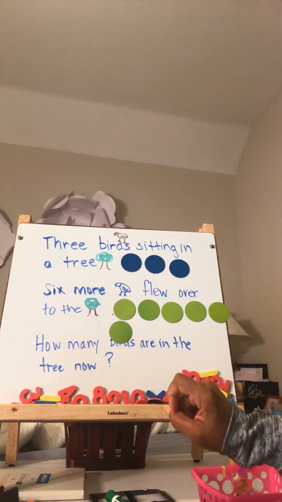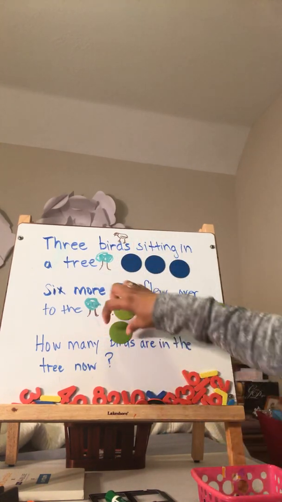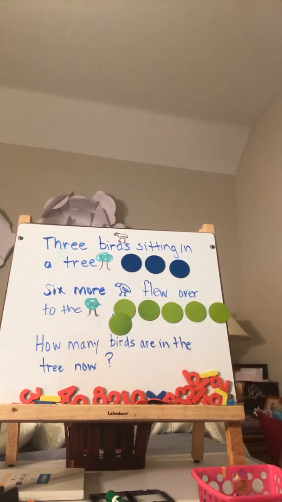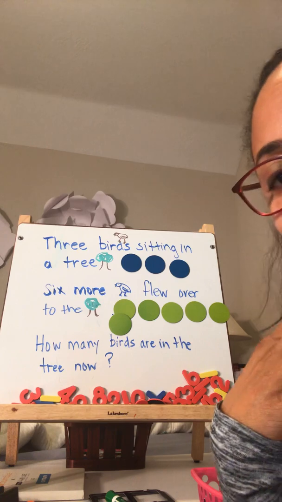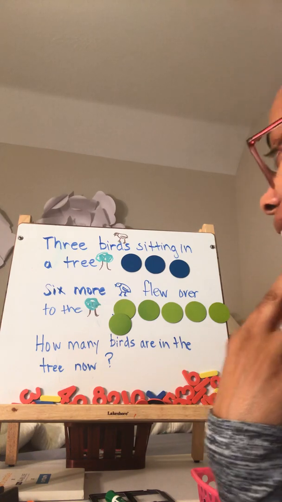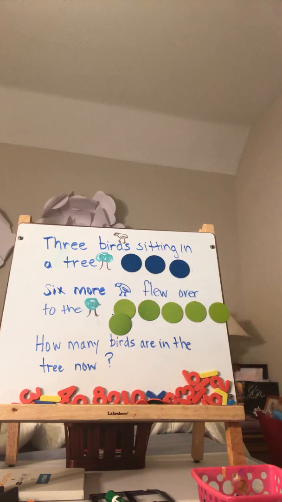3 birds sitting in a tree. 6 more flew over to the same tree. Now, how many birds are in the tree now? To me, that sounds like a joining problem. I think I'm going to need to join these sets. It doesn't say the birds flew away.